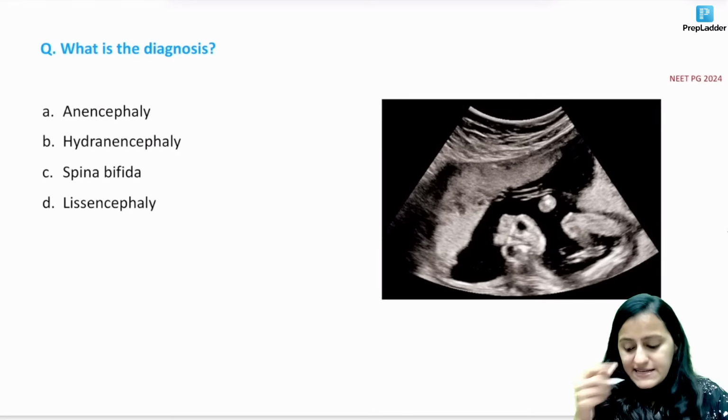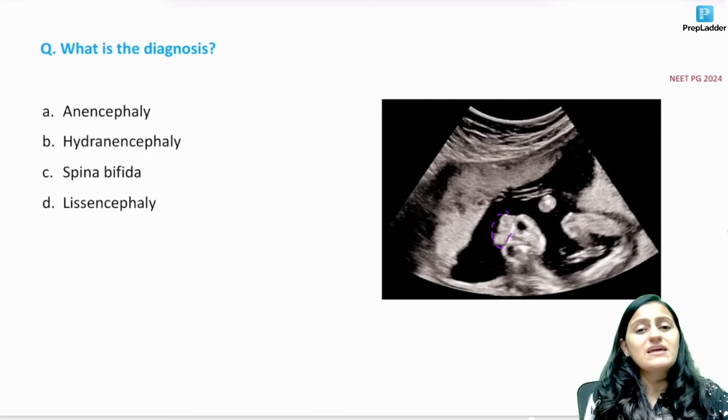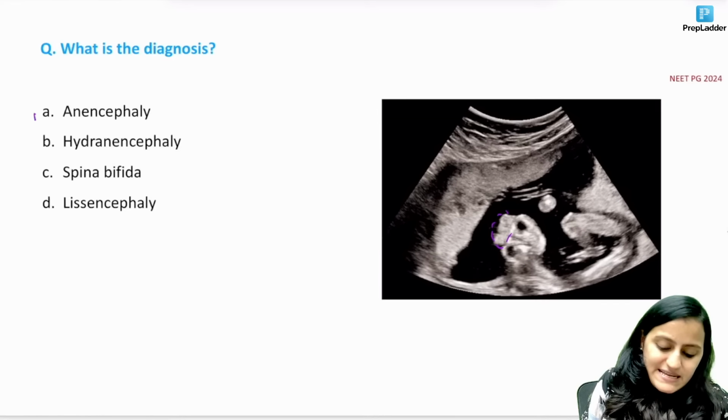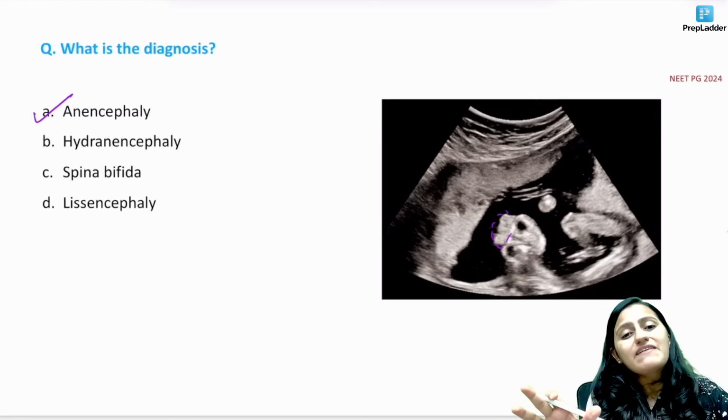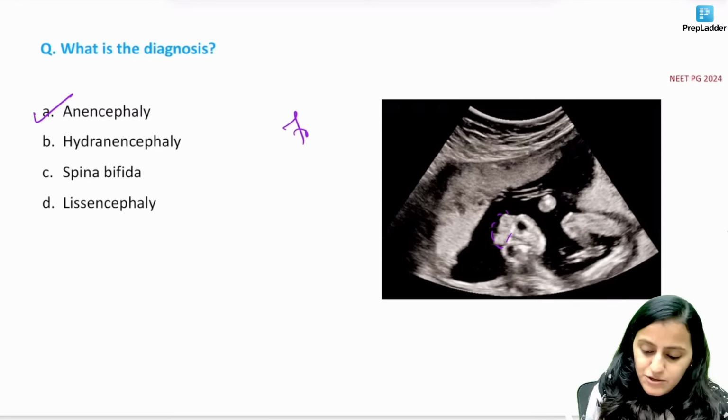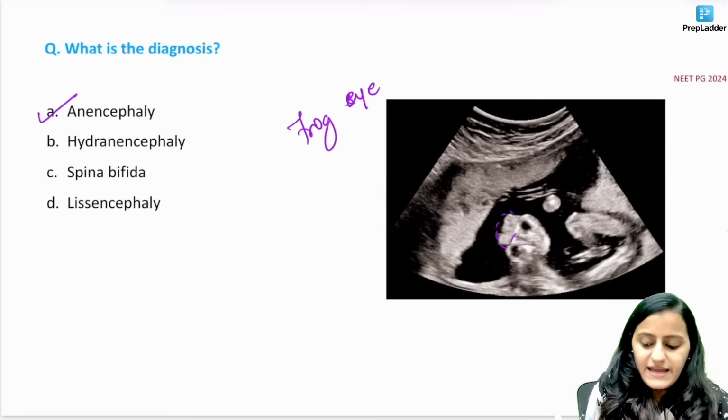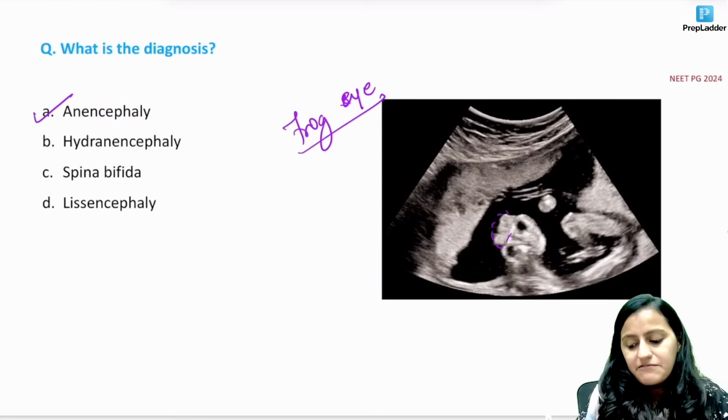What is this one? Easy. You can see this open brain, which is anencephaly. The skull, the calvarium, is absent. What sign do you get here? Frog eye sign. Okay, it is anencephaly.